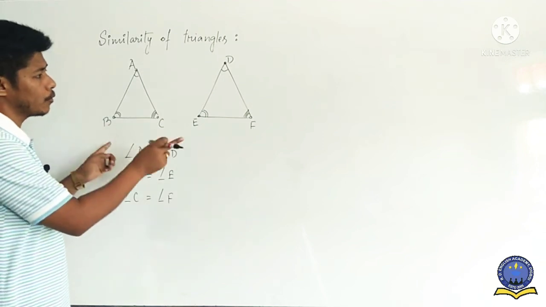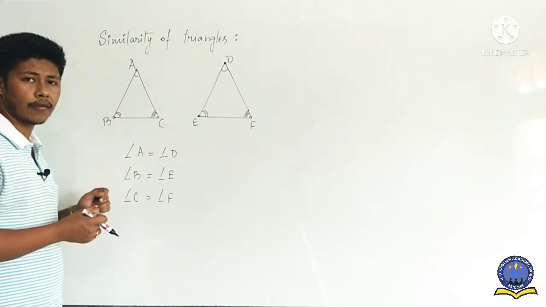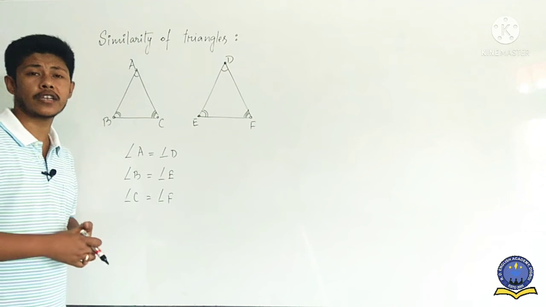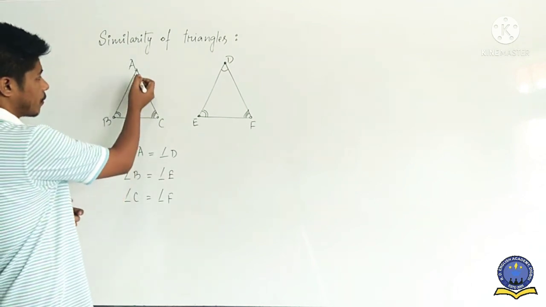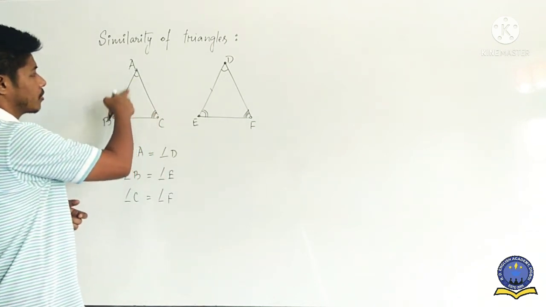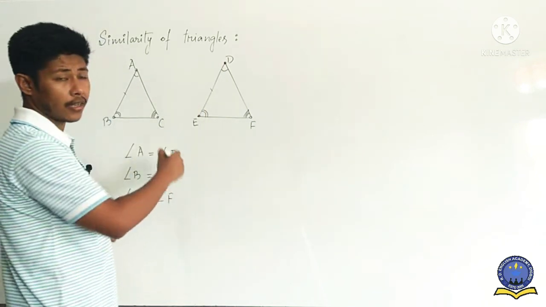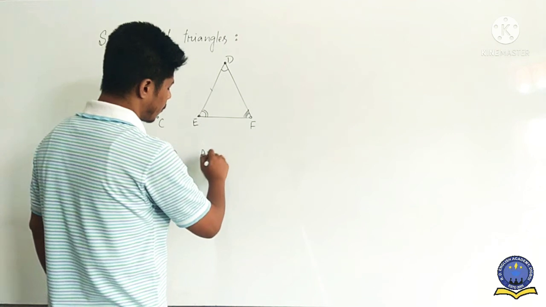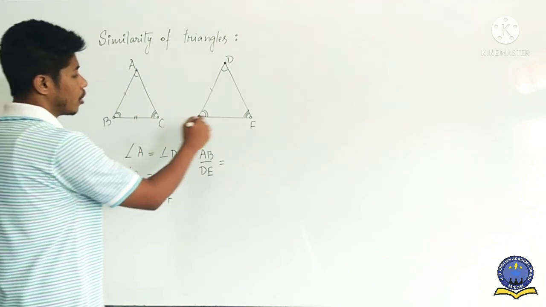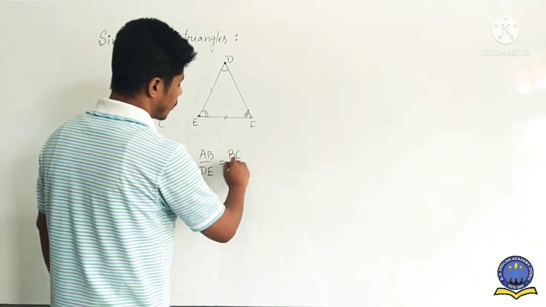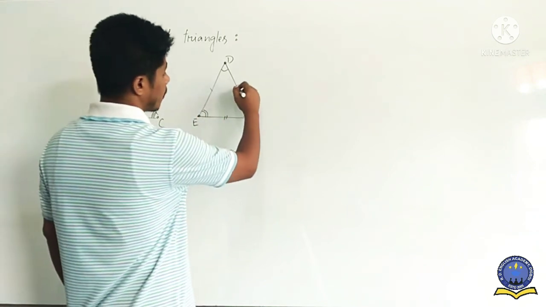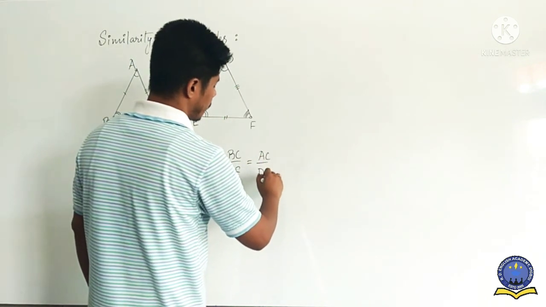One more thing: if two triangles are similar, then their corresponding angles are equal, as well as the ratio of their corresponding sides is also equal. So we write AB by DE, the ratio of their corresponding sides, is equal to the other parts: BC by EF, as well as the third one, AC by DF.